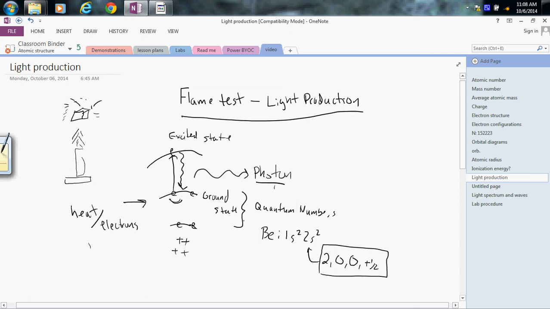So I could write this, let's say, like this: beryllium, Be 1s2, 2s1, 2p1. Now that shows one electron is excited up into a higher energy state. Either way, we just generally write it in its ground state. This is what we do 99% of the time.